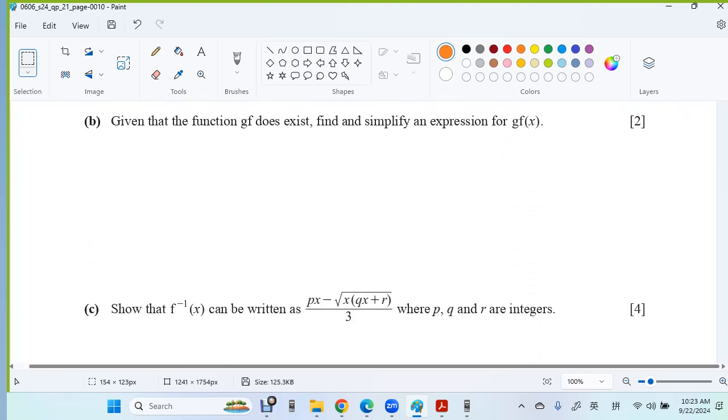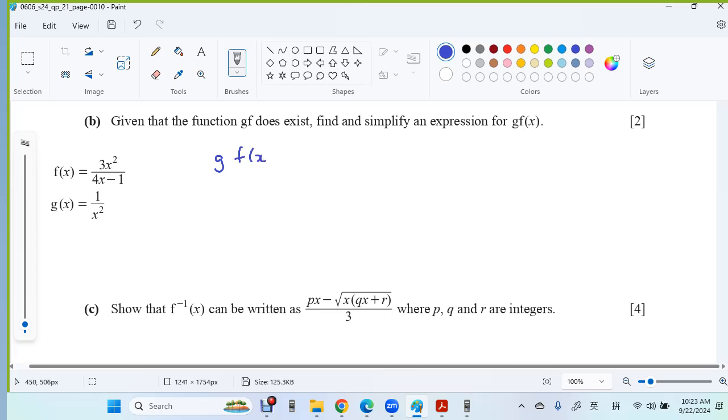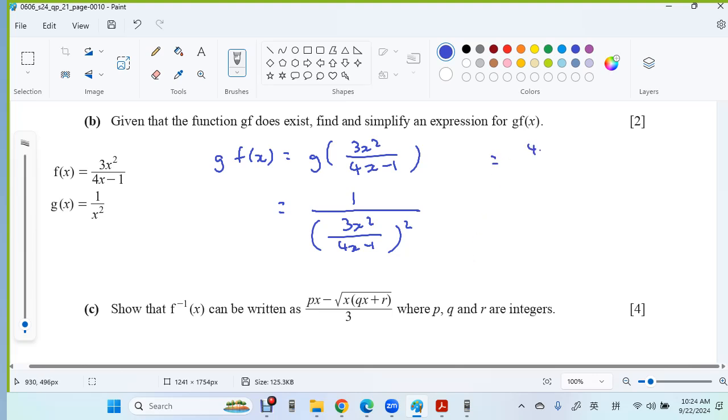B. Given that the function gf does not exist, find and simplify an expression of gf(x). So we want to find gf(x). gf(x) is g of 3x squared over 4x minus 1, then it's 1 over (3x squared over 4x minus 1) squared, then it will become (4x minus 1) squared over 3x squared.